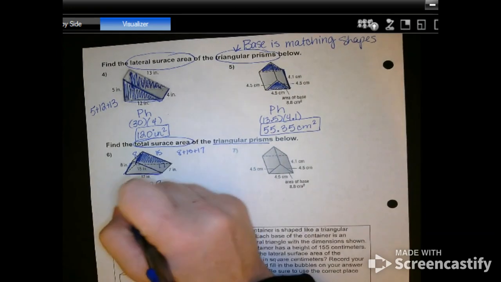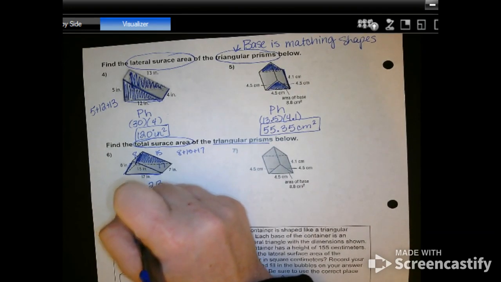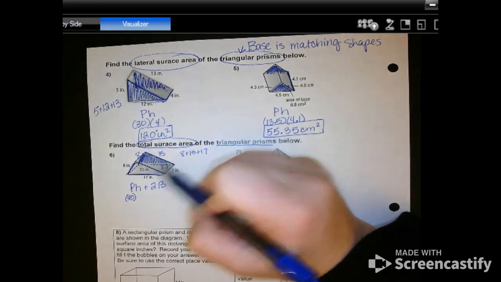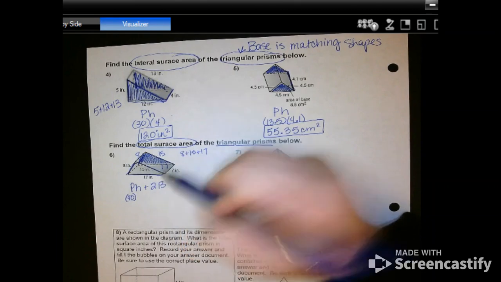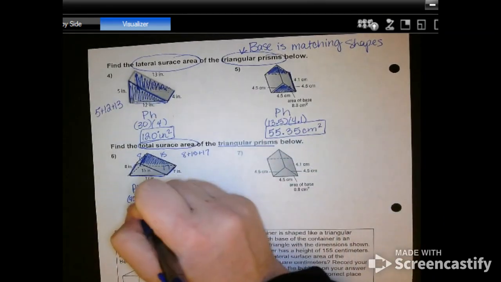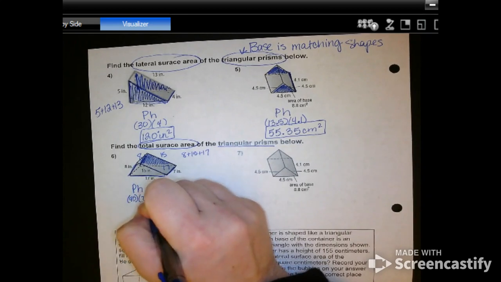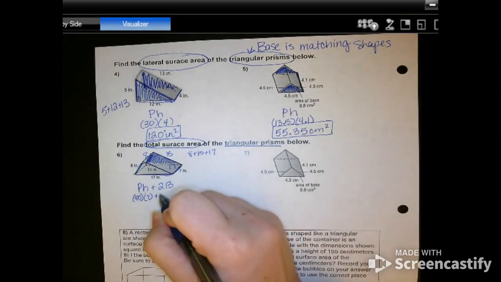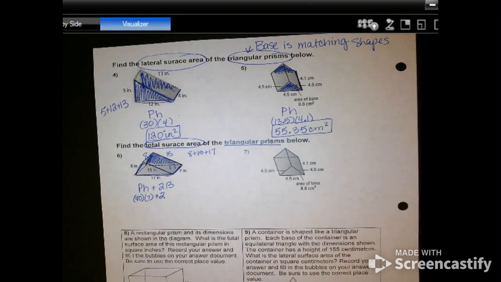What'd y'all get? 40. Okay, if this triangle and this triangle are my bases, my height is, good job, 7. Does my 2 ever change? No, it always stays there. And then I find the area of my base.